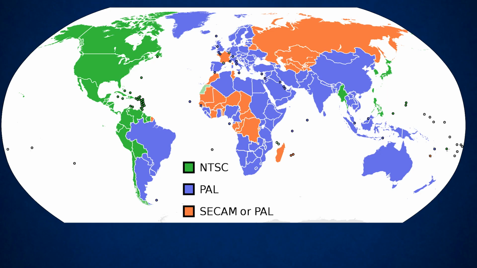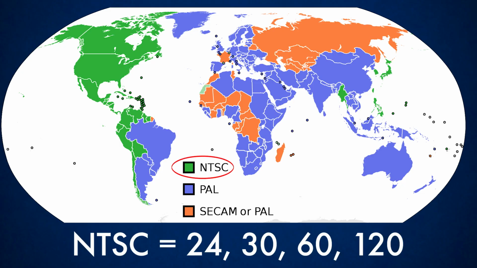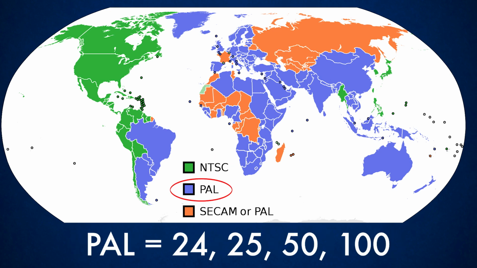The next number to look at, which is sometimes next to the resolution, is frames per second, which is sometimes called FPS, and this means how many still images the camera will be taking per second. Now, depending on what country you are in, you might see some different numbers, as most countries either fall under a region called NTSC or a region called PAL. NTSC countries like the USA will often give you frame rate options like 24, 30 and 60, while PAL countries like the UK and most of Europe will give you options like 24, 25 and 50.